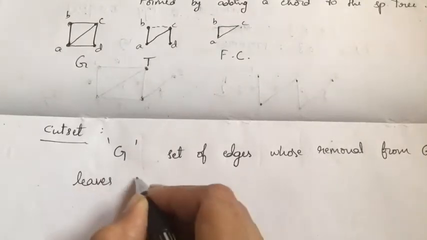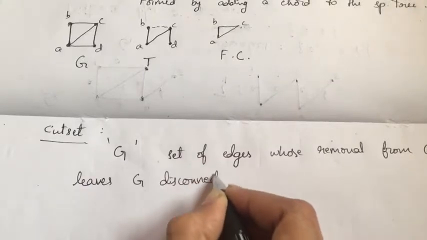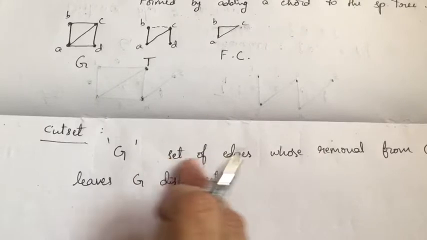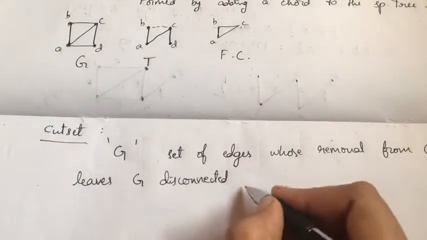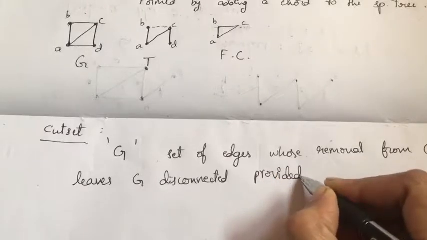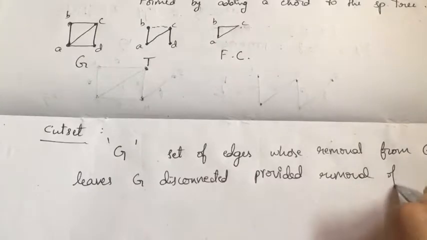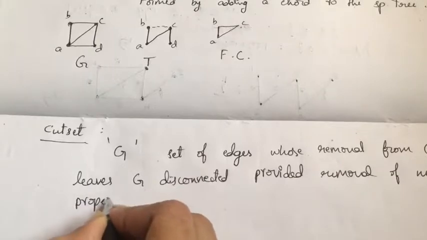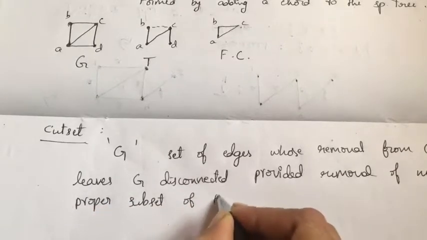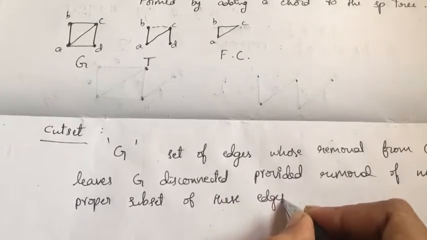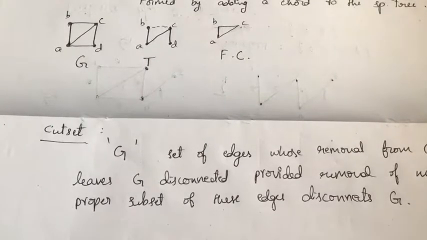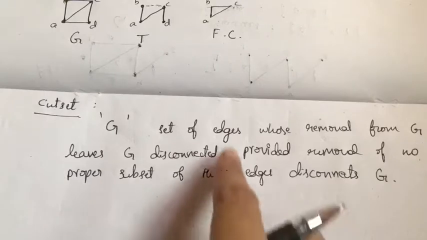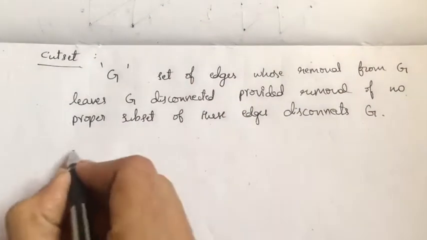leaves G disconnected in such a way that, always remember, no proper subset of this set will disconnect G. Okay, it's a set of edges whose removal from G will disconnect G, and no proper subset of this set will disconnect G.